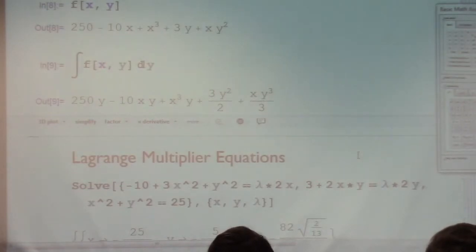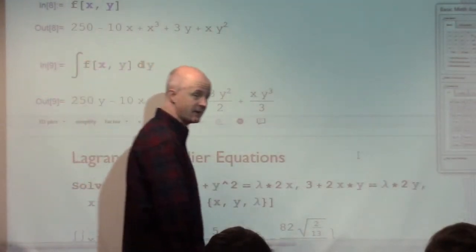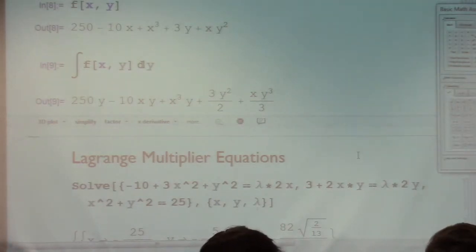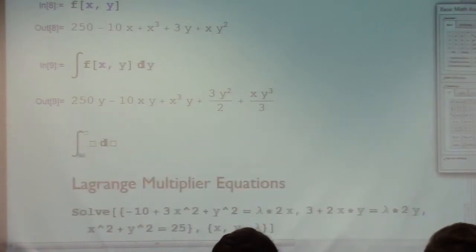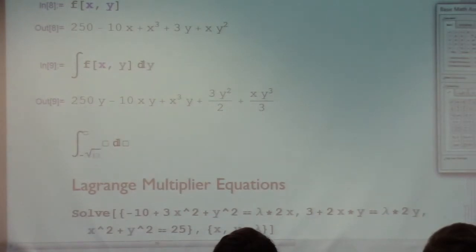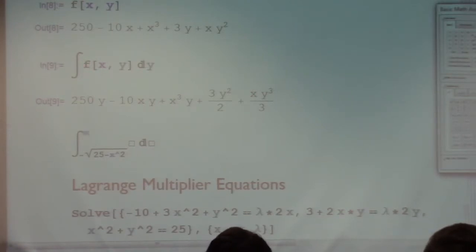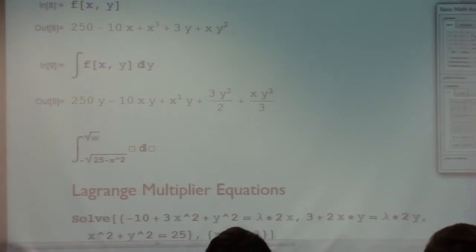So that's not too bad, but then when you plug in those limits of integration, that's when it starts to get kind of nasty looking. If I do this as a definite integral with those square roots, this. I've got to plug in the top one.